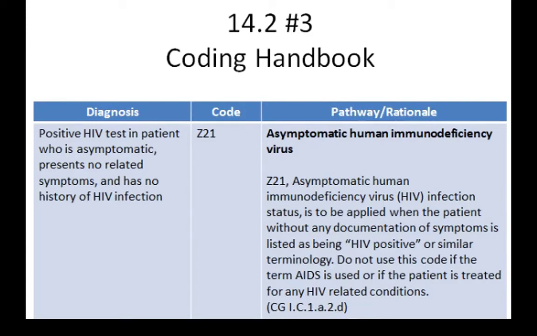This is someone who is asymptomatic. There's no documentation of any symptoms. He or she is simply listed as HIV positive. If the documentation had said the patient has AIDS, then you would use B20, not the Z21 code. The Z21 code is reserved for those people who have had the positive HIV test.